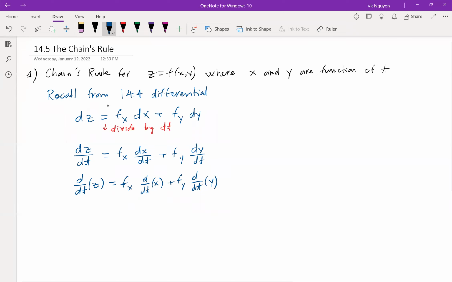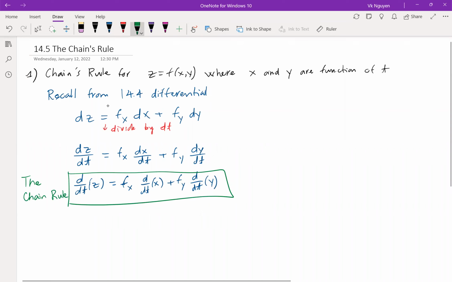Now, for some students, it is easier to see the tree diagram for the chain rule. So this is the chain rule right here. This one right here, we call it the chain rule. An easier way to see it is using a tree diagram.